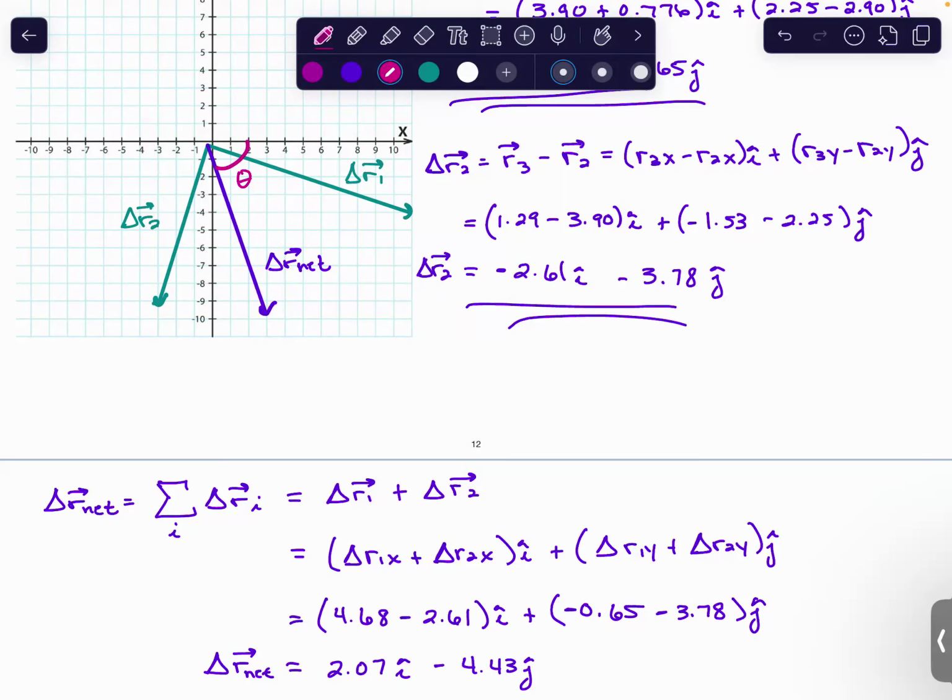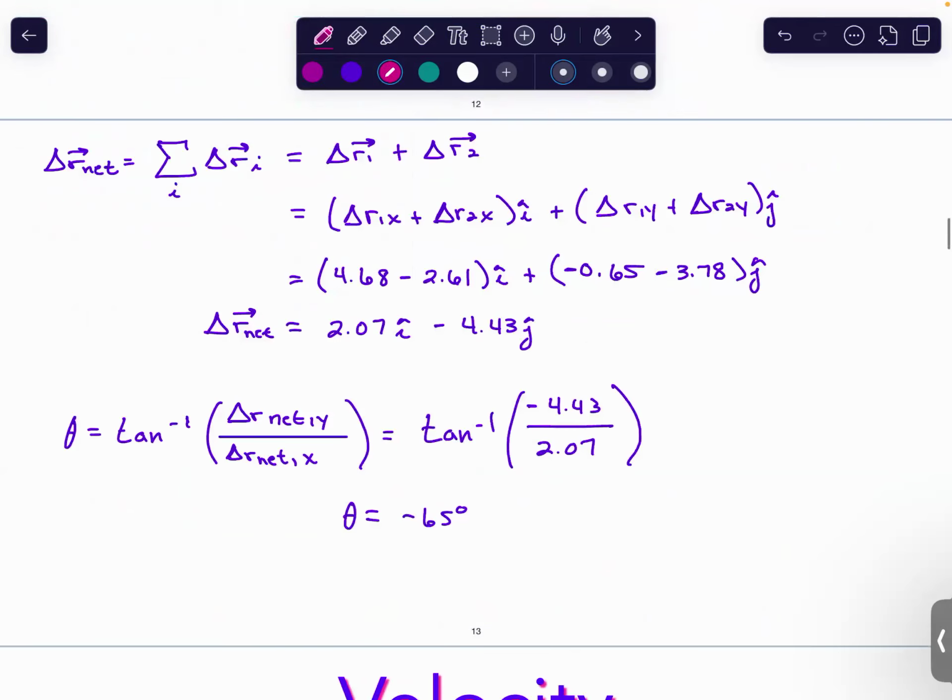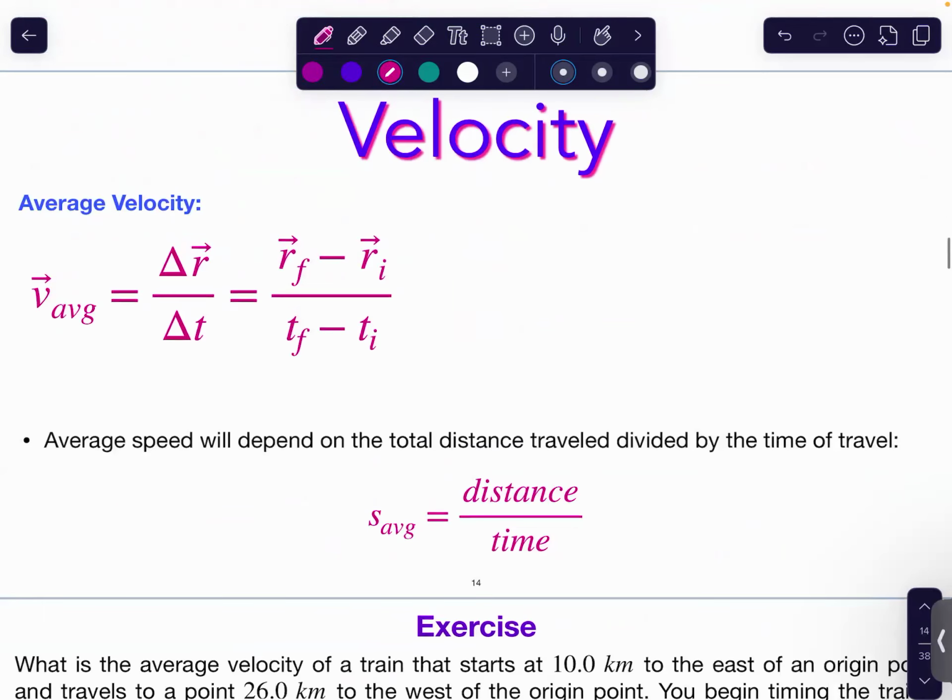Okay, so that's how you would end up analyzing the system of position vectors and their displacements. And then from there, we can start talking about some more physics. So we're going to go into velocity.